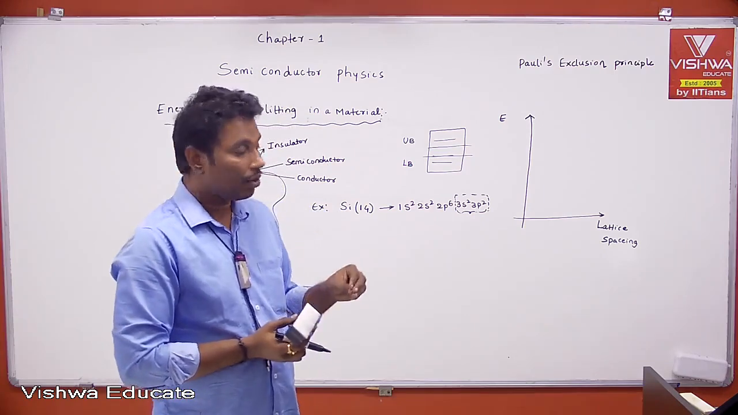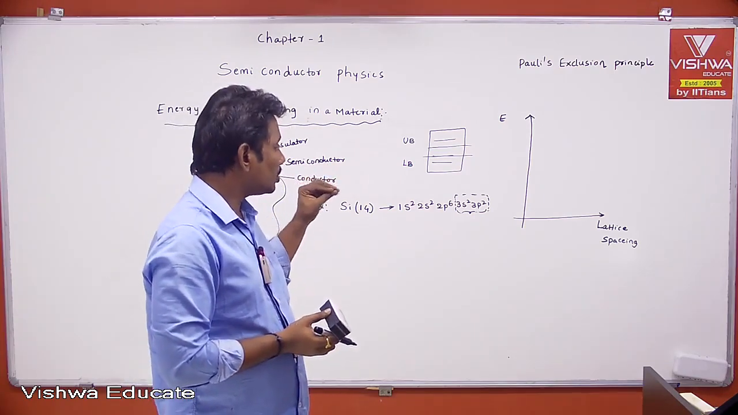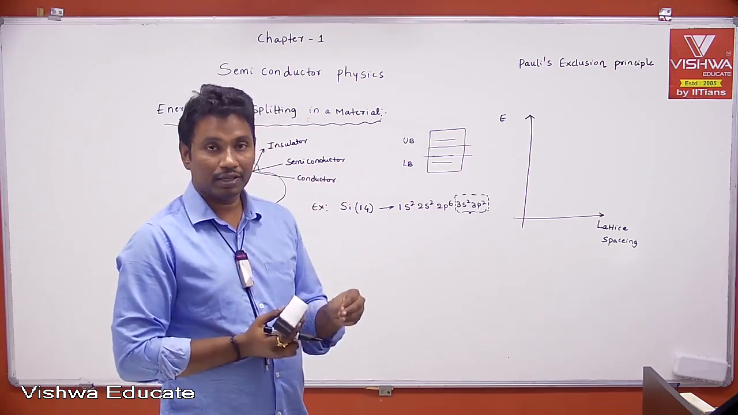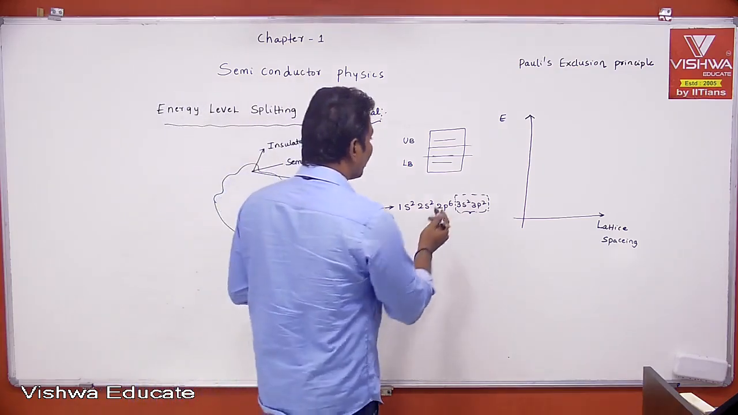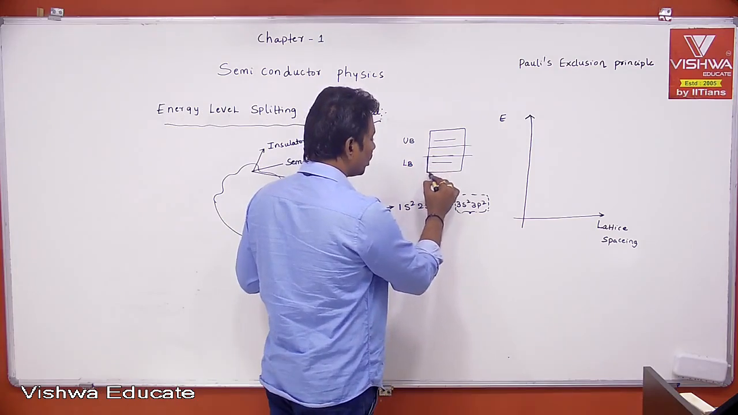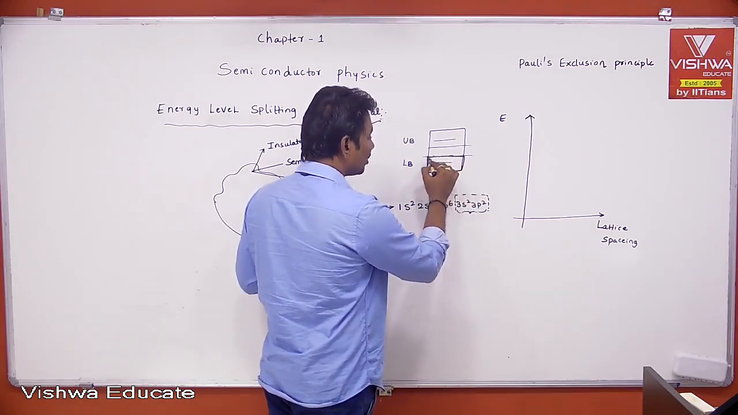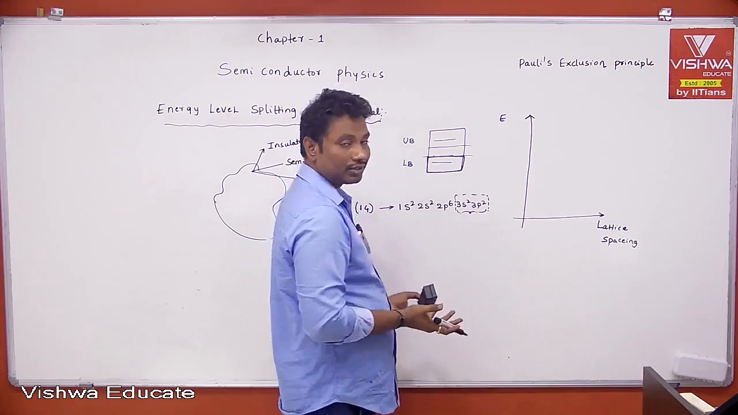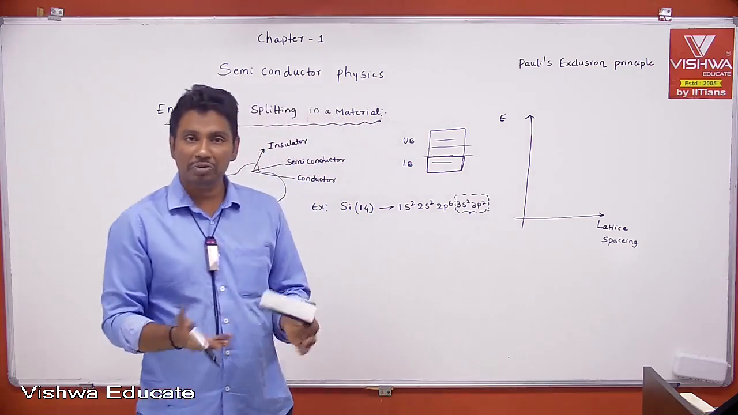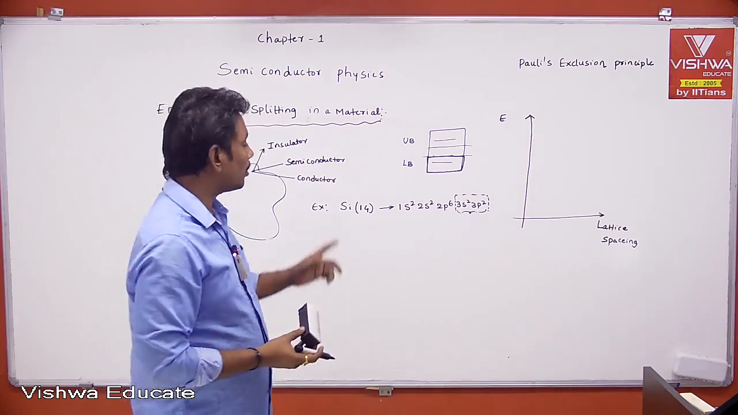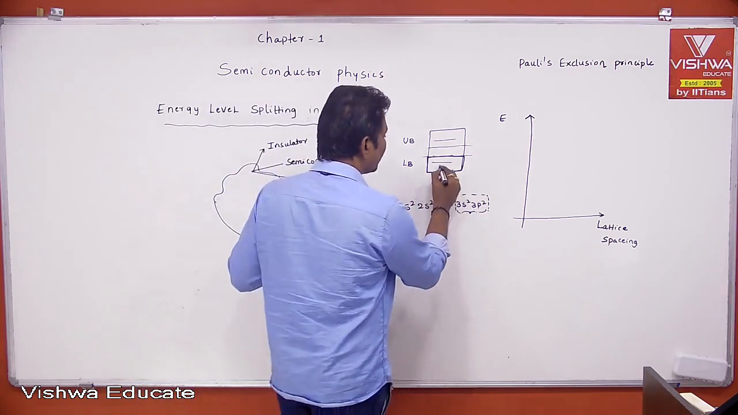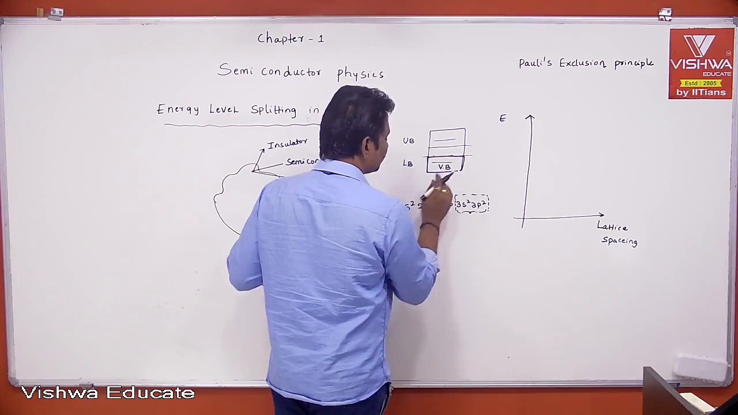Right? Now, at T equal to 0 degrees Kelvin, what happens actually? All electrons will occupy the lower band only, because all electrons have low energy levels. Temperature equal to 0 means there is no thermal energy. That means all electrons have low energy levels, so they occupy the lower band. Then it is called the valency band.